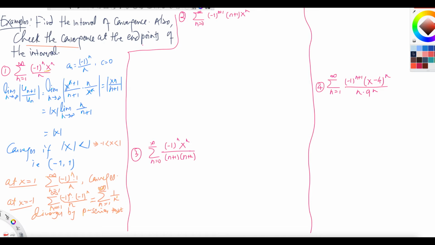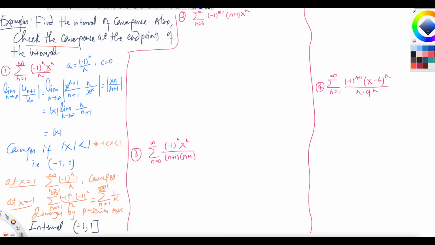Okay, so what is the interval of convergence? It converges at positive 1 but diverges at negative 1. So you write negative 1 with a parenthesis and then 1 with a bracket. That's what you get. This is how we find the final interval of convergence.